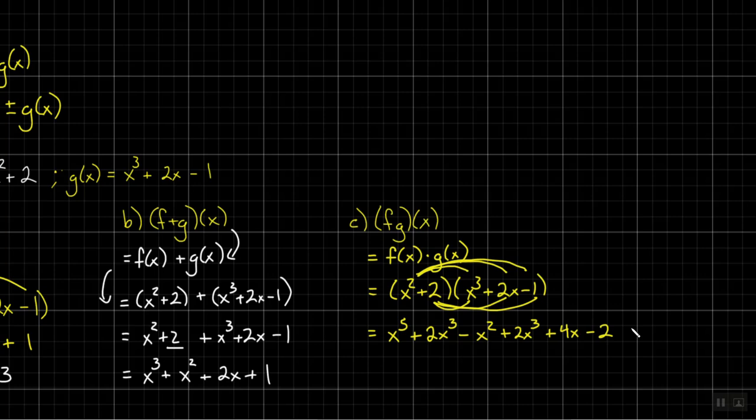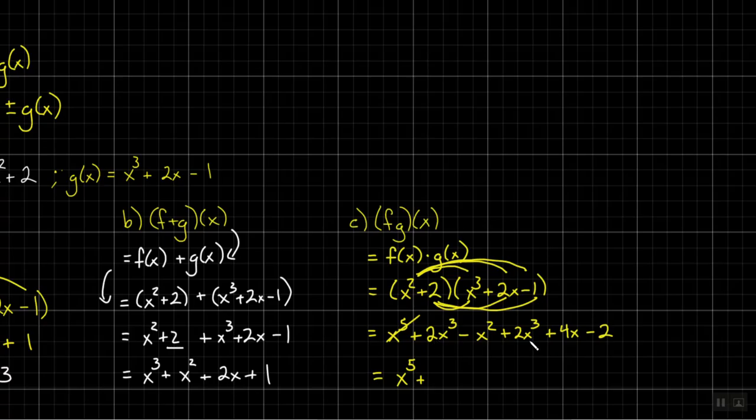Are there like terms that I can combine? Okay, so let's write this new thing in standard form. What's the degree of this new function? X to the 5th. So 5 is the degree, but it starts with x to the 5th. And I'll lightly cross it out. What's next?